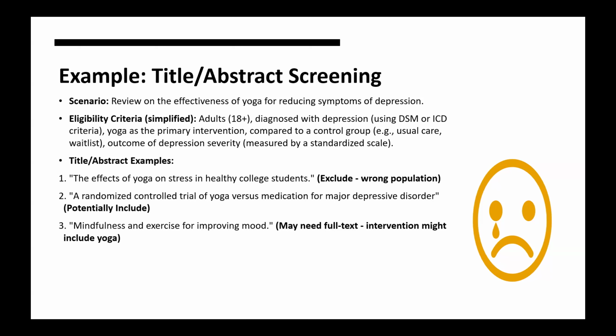And now I'm going to go to some other examples, and I will expect you to tell me what they are. Then we'll see the result. Now, the first title here said, the effect of yoga on stress in healthy college students. Now, this is a wrong population.